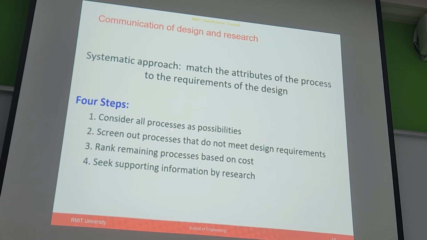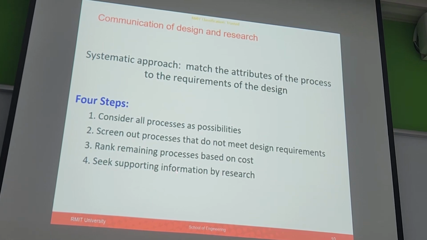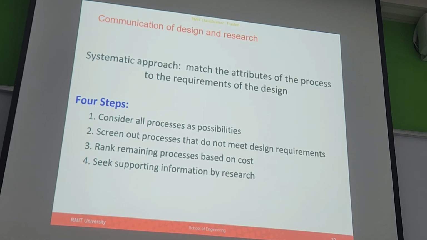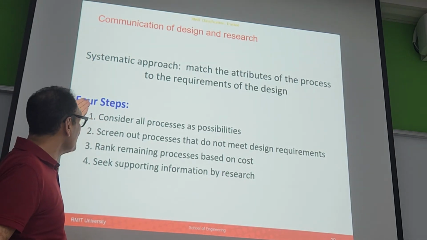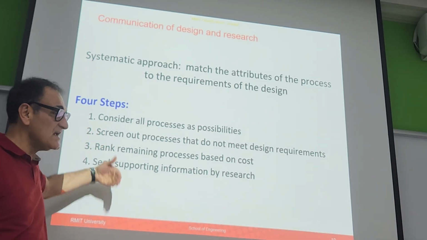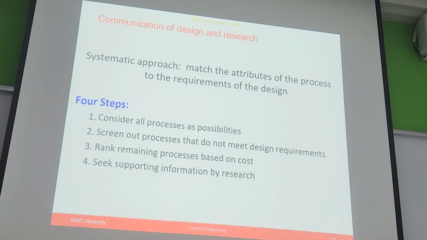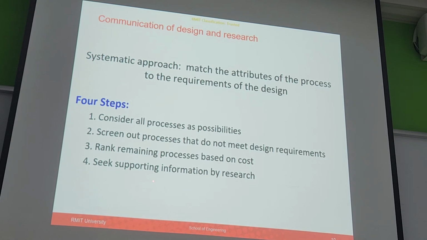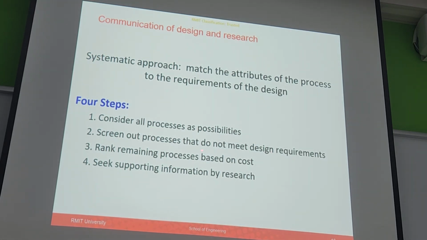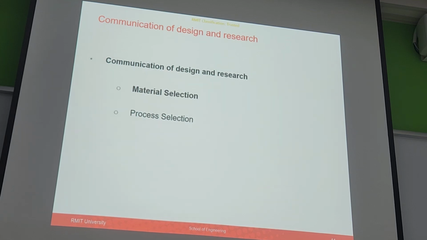Screen out processes that don't meet design requirements. Rank the remaining processes based on cost. Seek supporting information by research. So I'm telling you about the four steps we have to consider for any process of the design or running the design. First, all the possibilities. Second, the requirements, and ranking each of them as we need, and then supporting information.